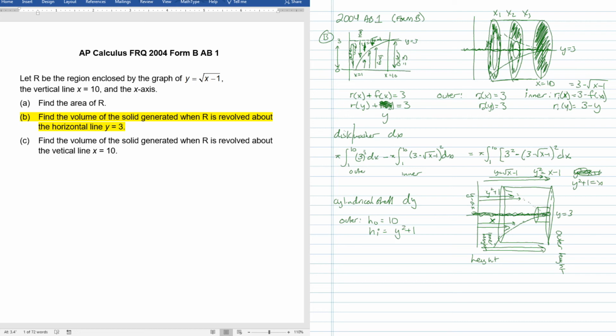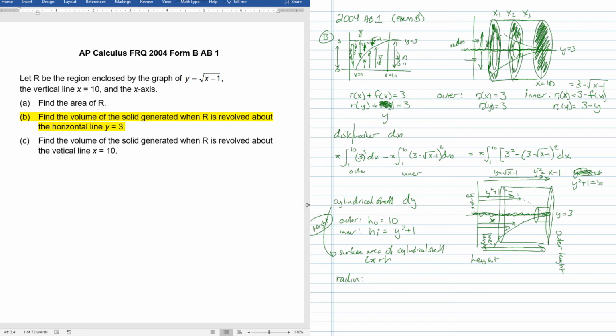Therefore, I have my outer height, I have my inner height. These are my heights. Since a cylindrical shell uses the surface area of a cylindrical shell, which is 2 pi r h, we're also going to need our radius from way yonder up here. In this case, my radius is always coming out like this. Remember, this is my radius right here.